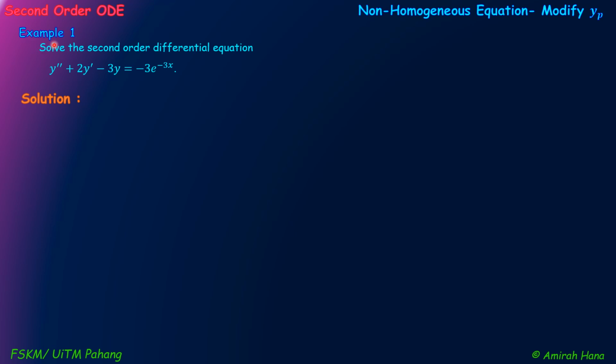We look at example 1. Solve the second order differential equation y double prime plus 2y single prime minus 3y equals negative 3e to the power of 3x. We have a second order differential equation, and the right hand side does not equal 0. So this is a non-homogeneous second order ODE. Right? So the first step to solve a second order ODE.